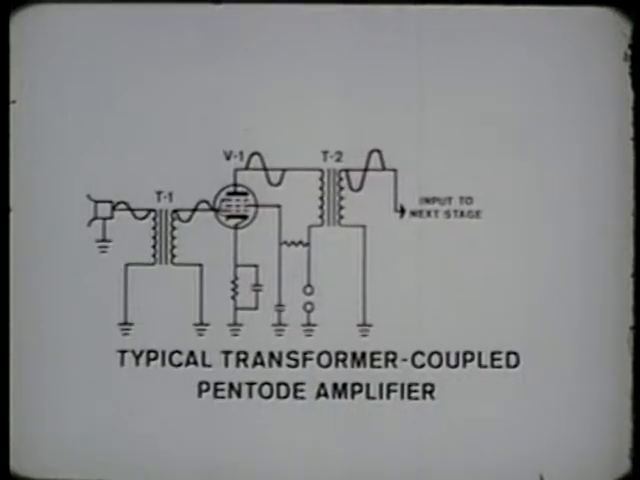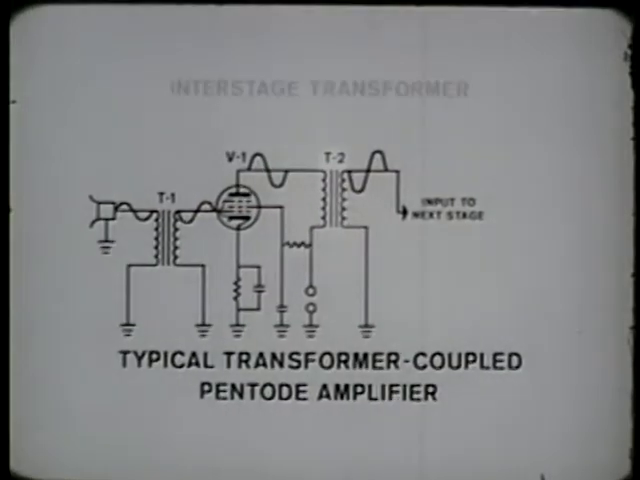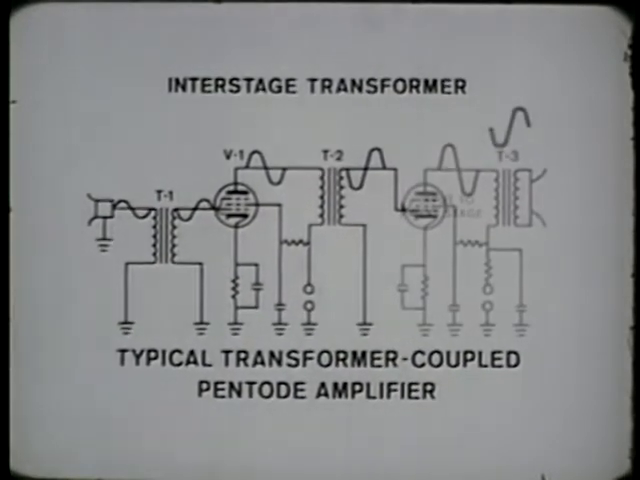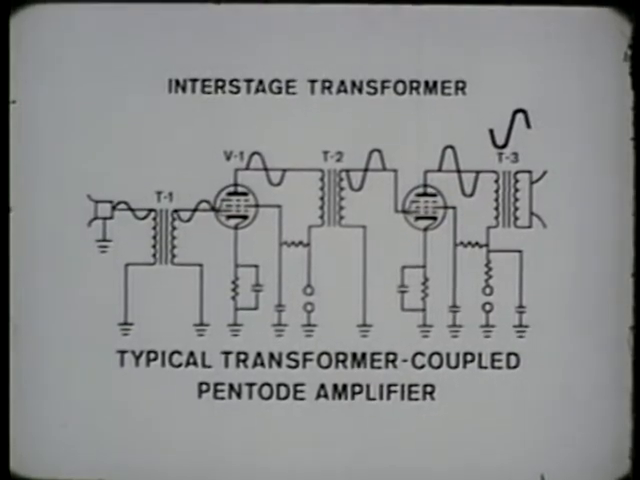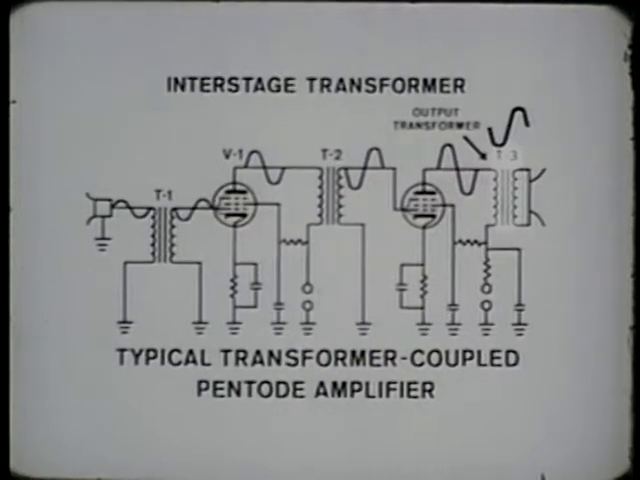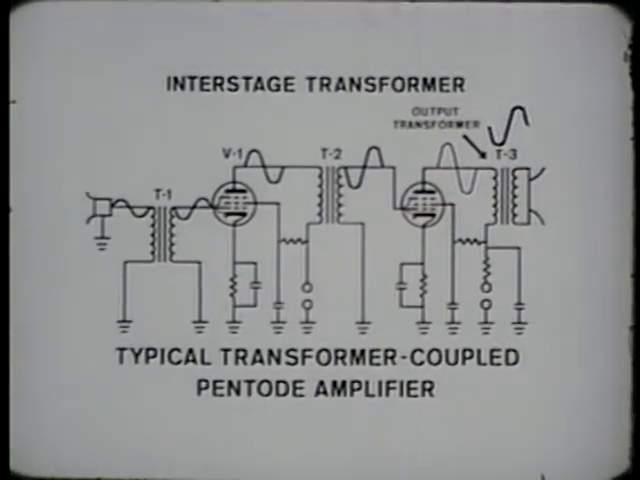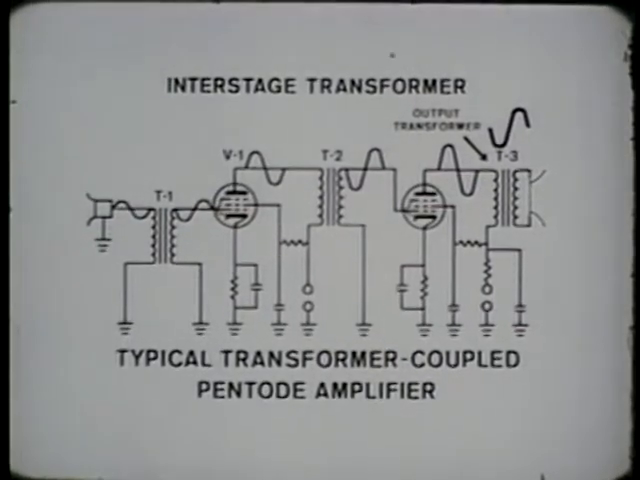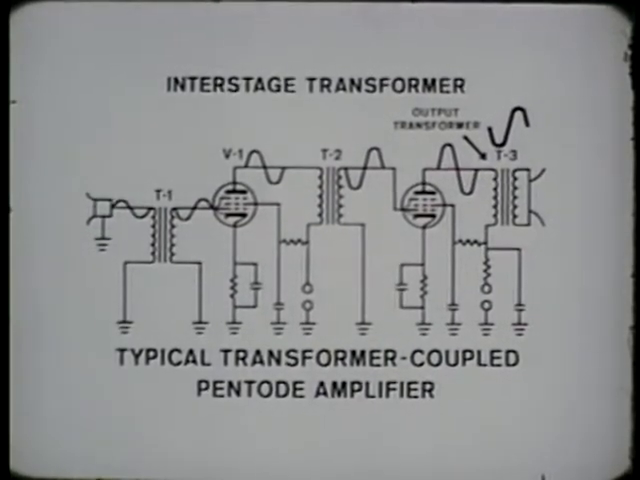When a transformer is used to couple between stages of amplification, it is called an interstage transformer. When the transformer is used in the final stage to couple the output to the device which will reproduce the sound, it is called an output transformer. Usually, an output transformer has a step-down ratio because by reducing the output voltages, the current is increased to the larger values required by the load. It also serves to match the generally high impedance of the power amplifier to the commonly low impedance of the output device.